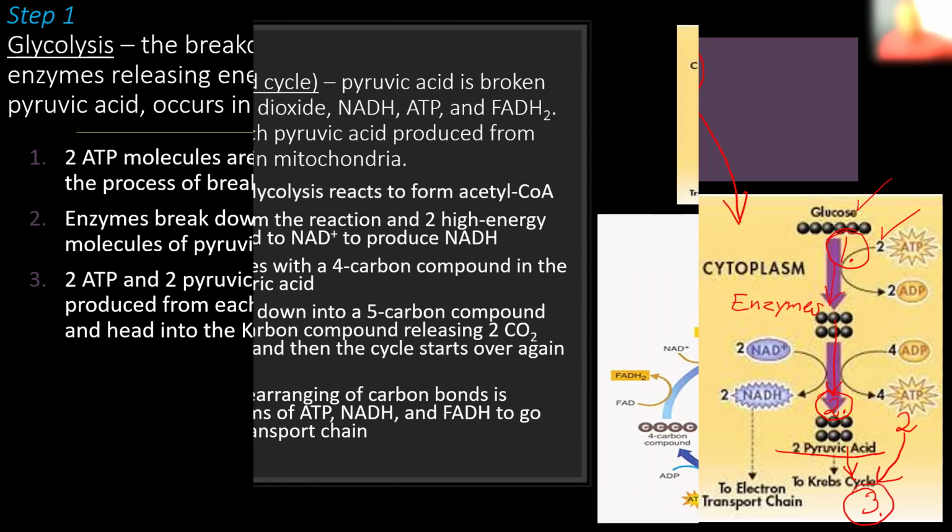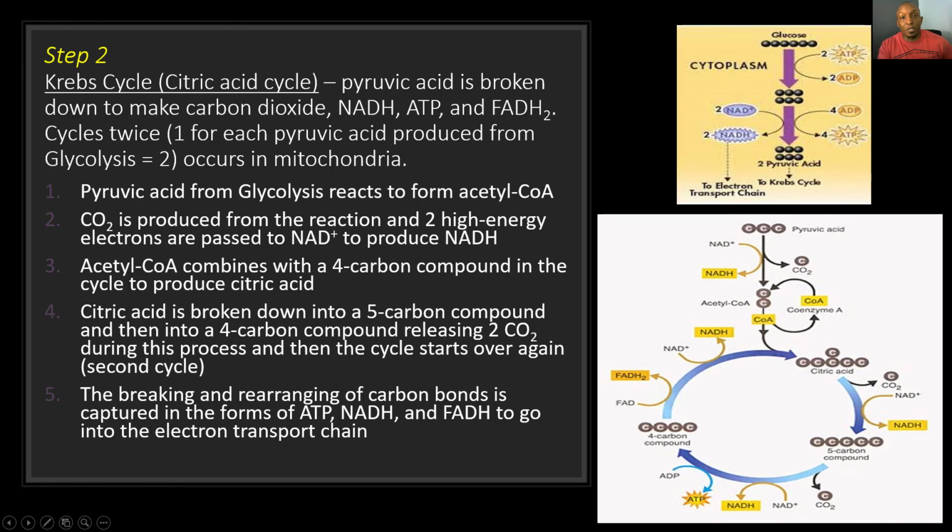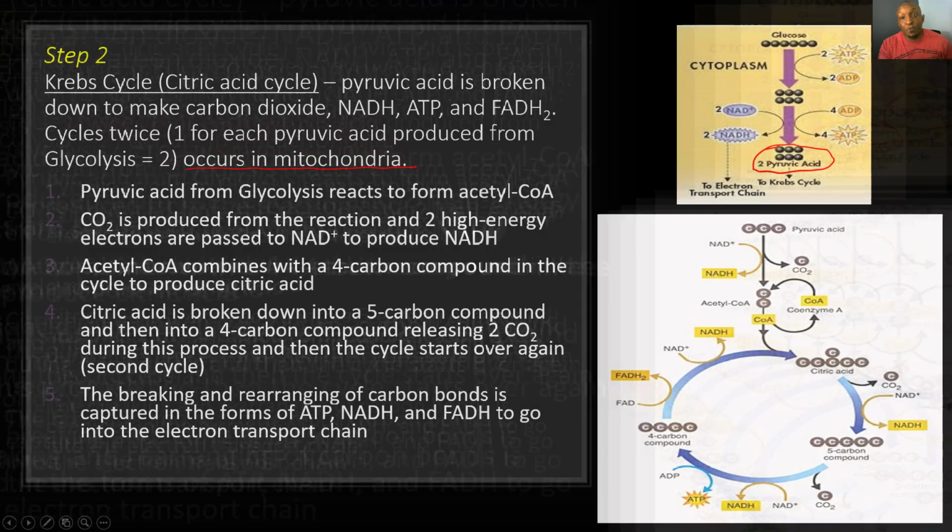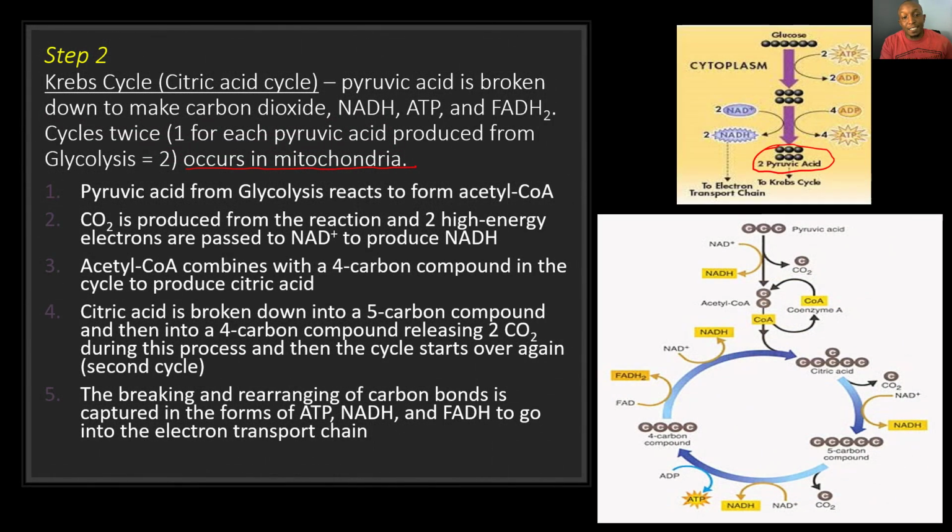Now on to step two of aerobic cellular respiration, which is the Krebs cycle, also known as the citric acid cycle. This is where pyruvic acid is broken down to make carbon dioxide, NADH, ATP, and FADH2. It cycles twice, once for each pyruvic acid produced from glycolysis. Remember, you had 2 pyruvic acids produced from glycolysis right here. The Krebs cycle occurs in the mitochondria. First in the Krebs cycle, pyruvic acid from glycolysis reacts to form acetyl-CoA.